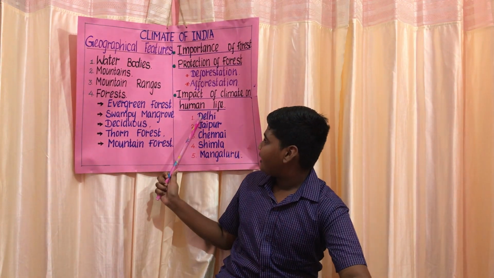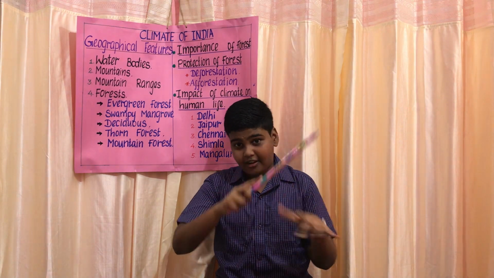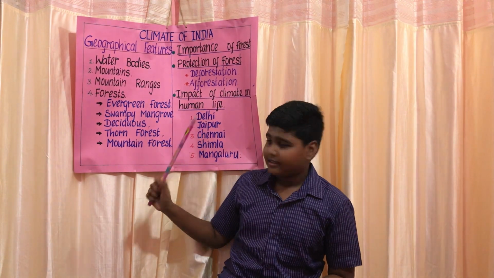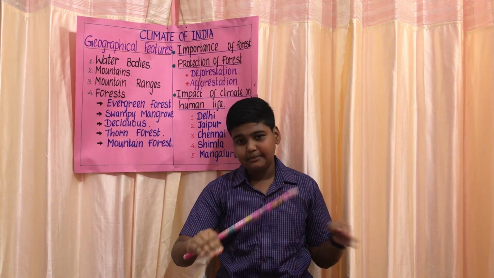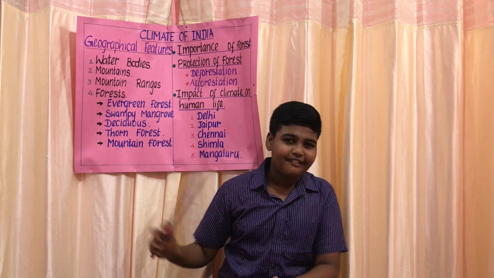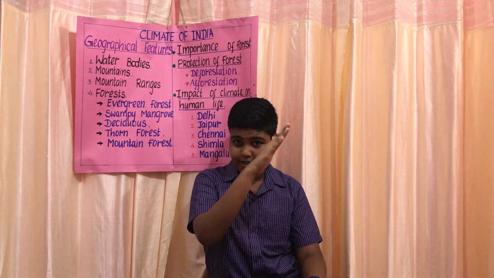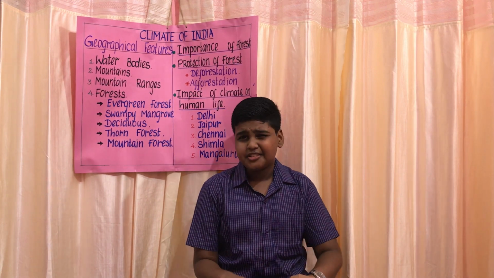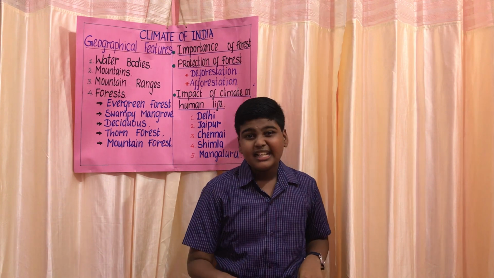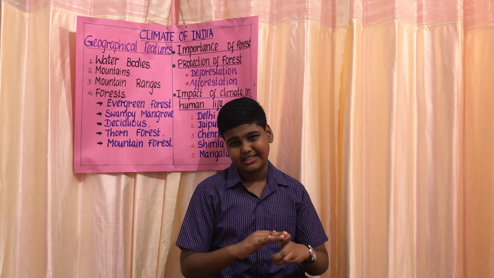In Delhi, there is very hot, extreme weather. In Jaipur, in summer it's extreme, in winter it's moderate. In Chennai, on the eastern part of India, it has constant temperature. It has moderate temperature only. In summer they have a humid and hot climate.